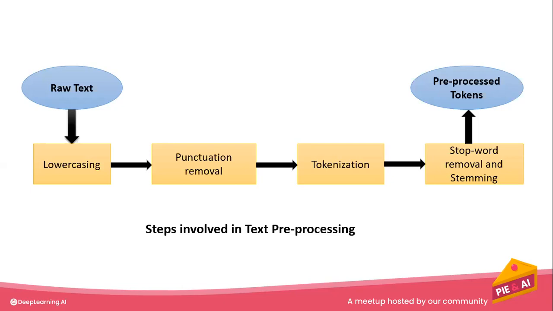We can also call them the text normalization phase. So along with text preprocessing, we are also performing text normalization. And finally, we are going from the raw text to a set of preprocessed tokens. These preprocessed tokens will be helpful for us to create good features, and these features will then be fed to your machine learning algorithm.